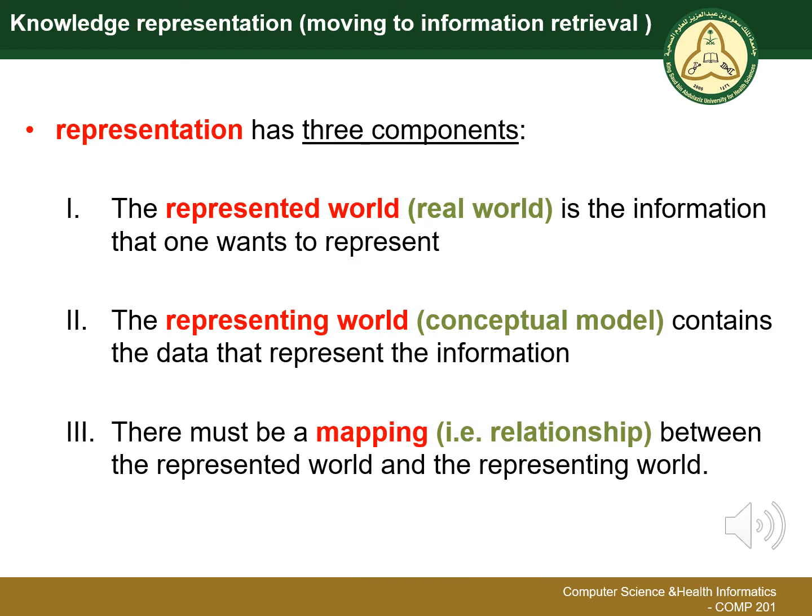Let's talk about now the knowledge representation. A representation has three components. First, a represented word, which is the real world. The represented word is the information that you want to represent. The information that I want to represent is the represented word.